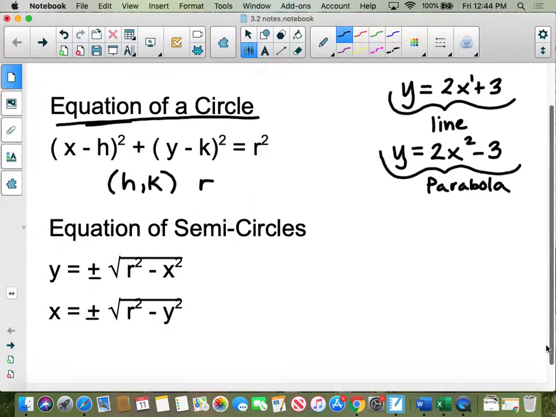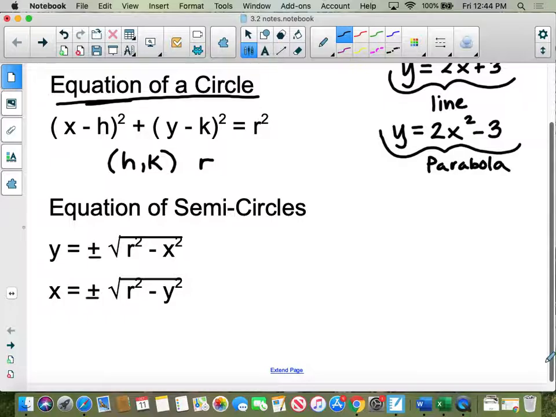The other 2 formulas on this page are equations of semicircles. So let's just go over these really quick. y equals plus or minus the square root of r squared minus x squared. The r squared, if this is a 9, then the radius of the circle is 3. If it's 16 right there, the radius of the circle is 4. Got that? If that's 25, the radius is going to be 5.